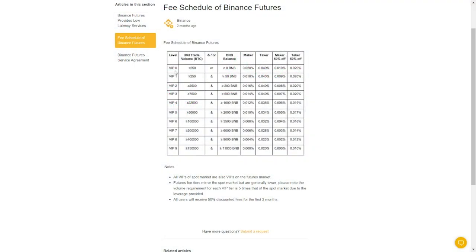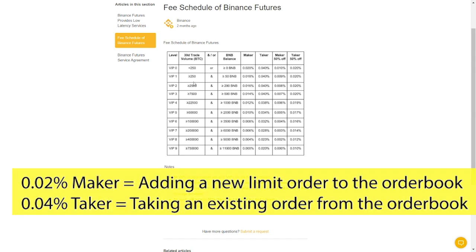Let's talk about the fees. Perhaps one of the more important things to consider is the fees on Binance's futures exchange. This is especially important if you are day trading, as the fees can stack up fairly quickly. As it's almost always the case, Binance has done a great job of visualizing their fee structure. You can see them in this table here. Long story short, the default level, which is VIP 0, carries 0.02% maker fees and 0.04% taker fees.